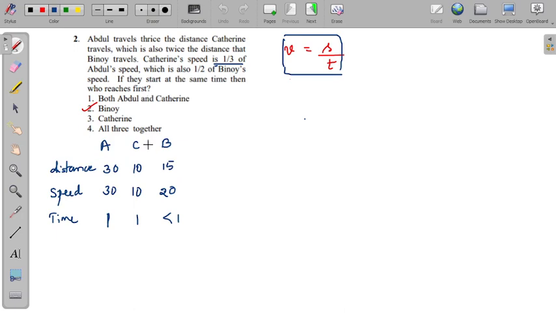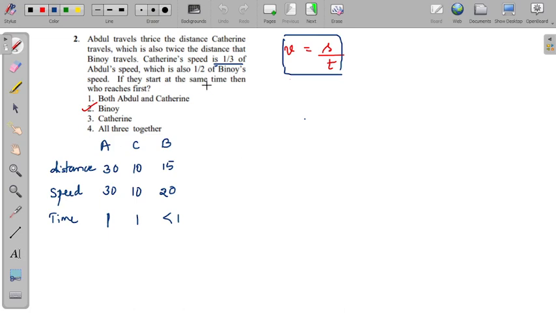Now, similarly, I'll take speed also in particular. Catherine's speed is 1/3 of Abdul's speed. Now, I'll take Abdul's speed as 30. 1/3 of Abdul's speed is 30 by 3, that is 10, which is also half of Benoit's speed. So Catherine's speed is half of Benoit's speed. So 10 into 2 gives you 20.